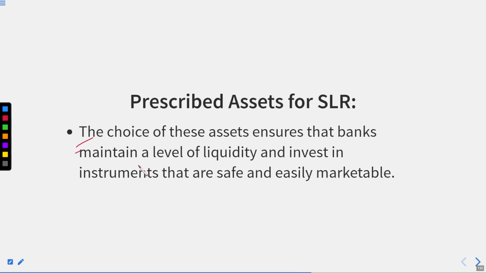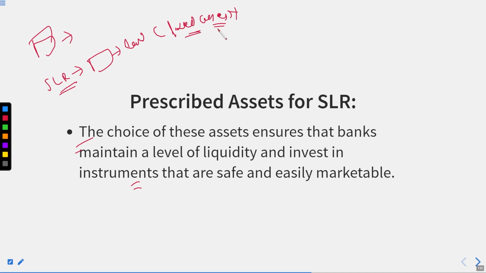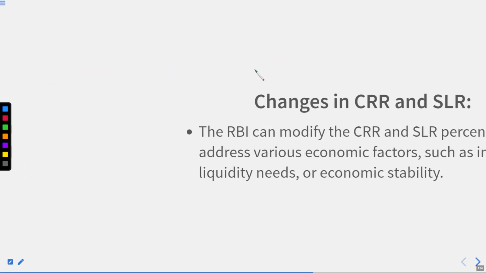The choice of these assets ensures that the banks maintain a level of liquidity and invest in instruments that are safe and easily marketable. It means that if the bank wants to buy the asset from the SLR, then they could not buy the land, for example, because land is a fixed asset and that could not be converted into money easily. But they could buy the government security because this is the liquid asset and could be converted into the money easily.